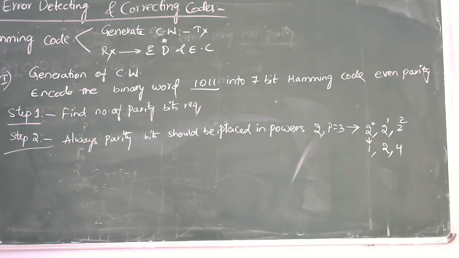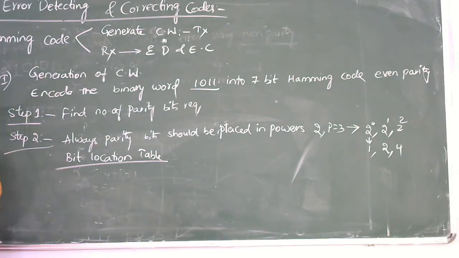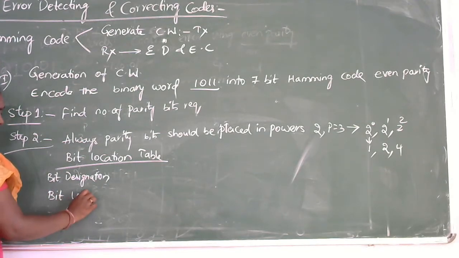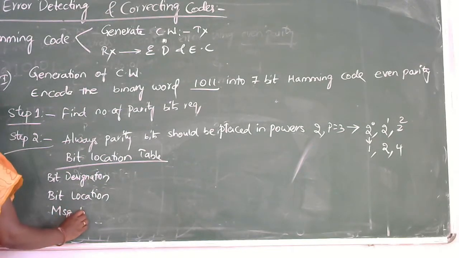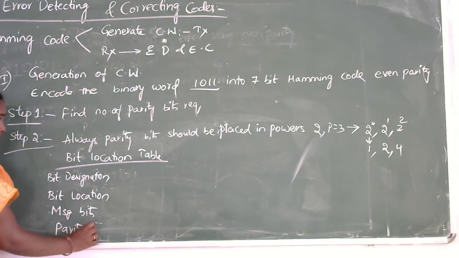The next thing is we need to write down a tabular column, which is called the bit location table. In the bit location table, we will have the terms bit designation, bit location, message bits or information bits, and the last one is parity bits.